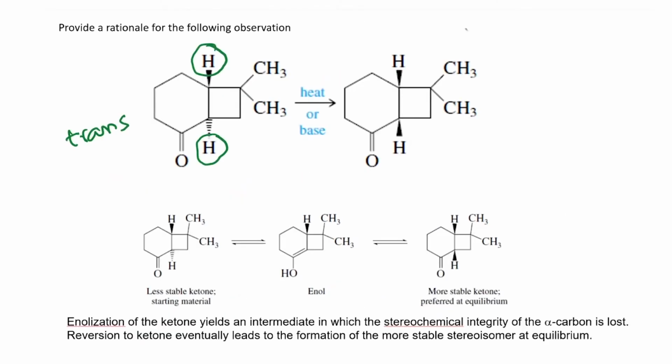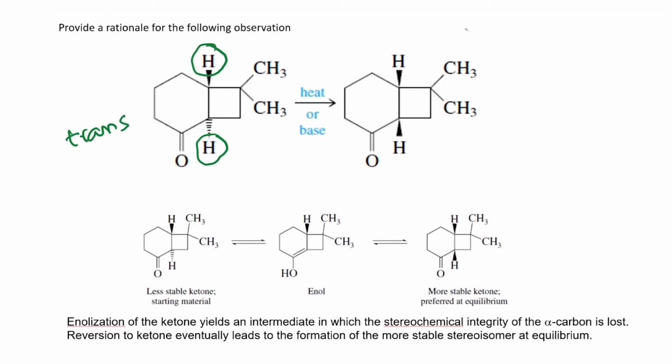The next question is to provide a rationale for the following observations. So when you take this bicyclic system and either heat it or add a base, you get the other product, which is the cis product. Okay. So, the first thing to note here is that this is actually a trans ring fusion. And so trans ring fusions are very, very unstable. And therefore, they don't need a whole lot of impetus to form the cis ring fusion.